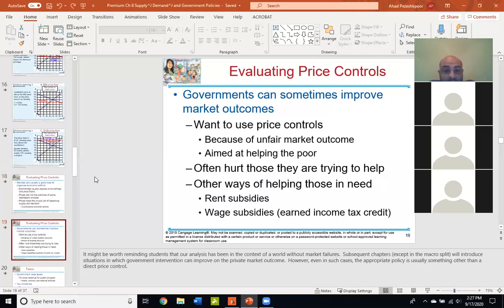And governments can sometimes improve market outcomes. You want to use price control because of unfair market outcomes. When we talked about rent control, we said sometimes landlords would band together and abuse the market. In those times, you need to bring in the government to protect you because of unfair market outcomes. Or price control is aimed at helping the poor.